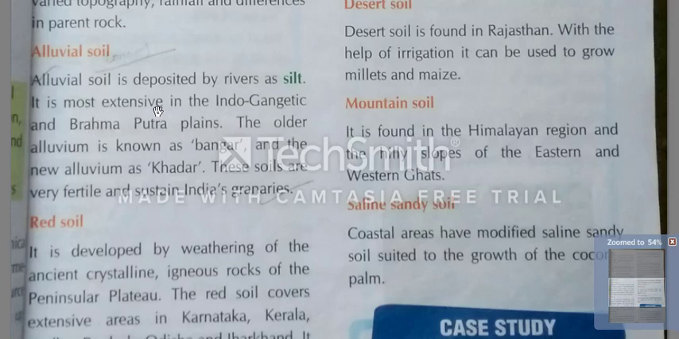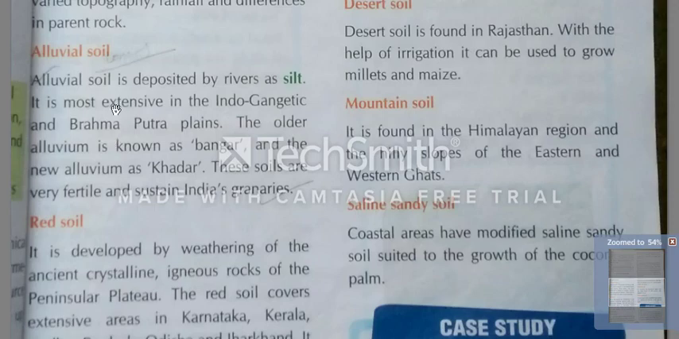It is most extensive in the Indo-Gangetic and Brahmaputra plains. In which plains? The plains which are created by river Ganga and river Brahmaputra. In these plains, mostly the alluvial soil is found. On which place? In the plains of Ganga and Brahmaputra.